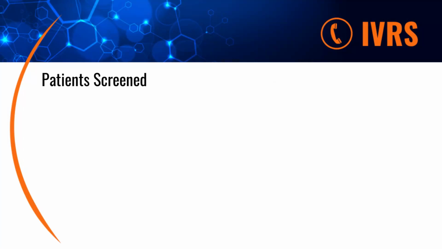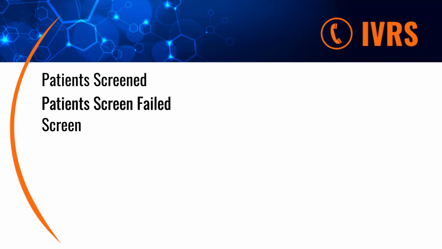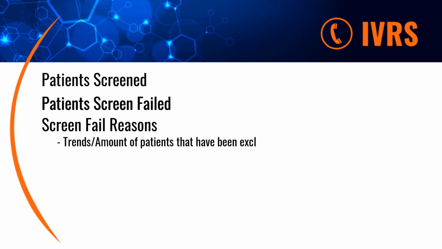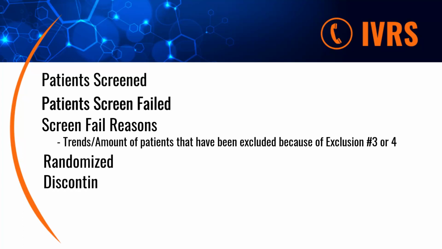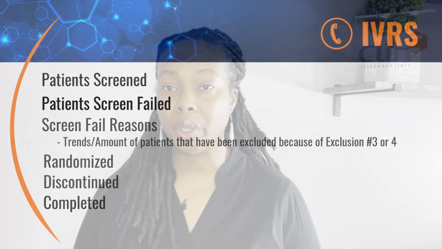These metrics include how many patients have been screened, how many patients have been screen failed, and some systems keep the screen fail reason so you can look for trends on the amount of patients that have screen failed for exclusion number 3 or exclusion number 4. That's good to know as well. It will tell you the amount of patients that have randomized, discontinued, or completed the trial. And so that just gives you an overall good view of how your trial is doing in regards to recruitment.